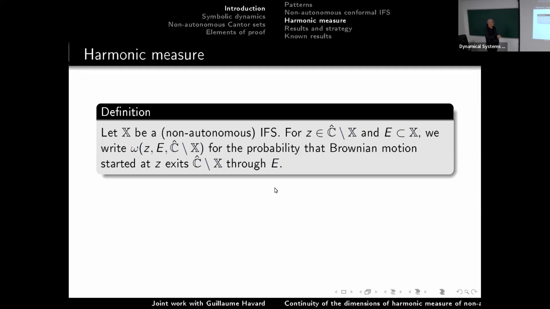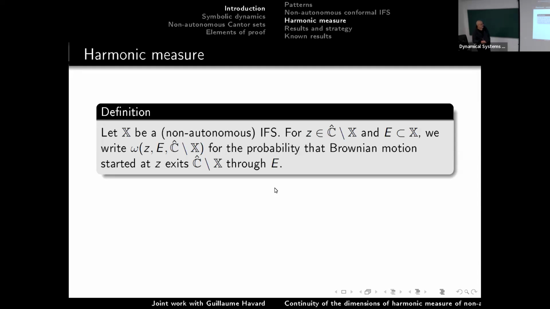Of course there are several things to say. This is a probabilistic way to define this measure. This is a probability measure whenever you have a domain whose boundary is of positive capacity in R2, which is not the case in R3, but we will work in C, so R2. So we have a probability measure.